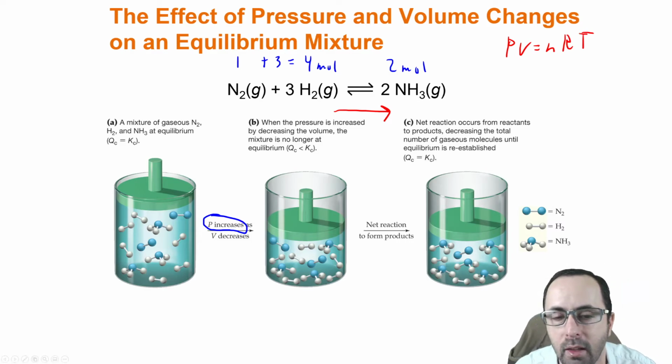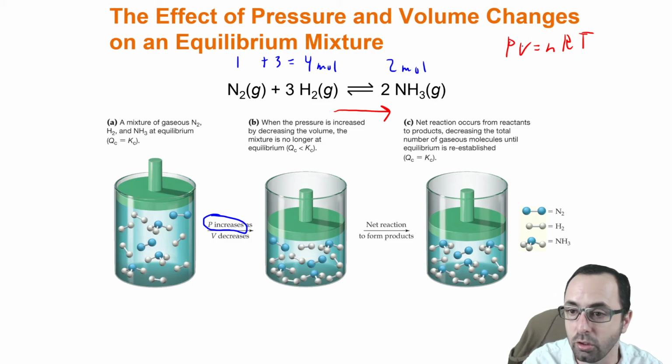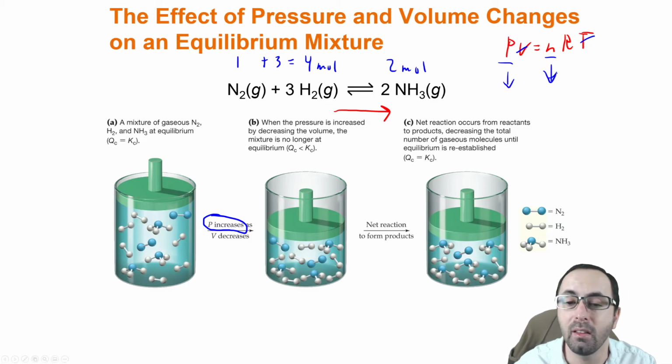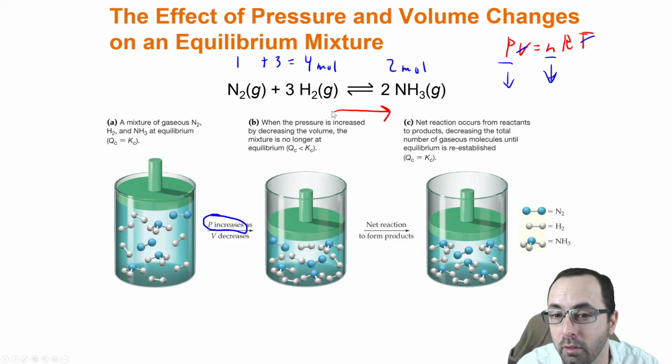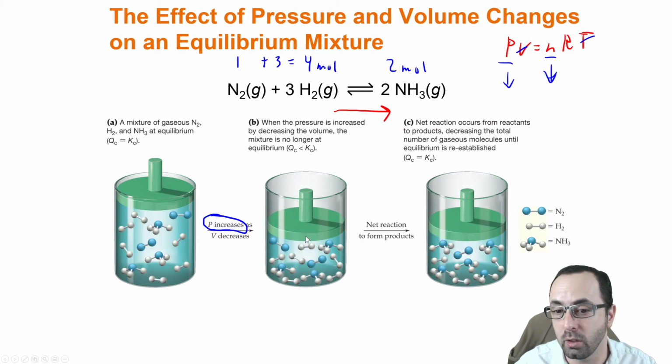PV equals nRT. So basically here, if volume and temperature are unchanged, then fewer moles of gas will mean a lower pressure. If the n goes down, then the pressure goes down. If the n goes up, the pressure goes up. So in this case, the n, the number of moles of gas, is going to decrease when the reaction goes forward. And so this reaction will go forward when the pressure increases.